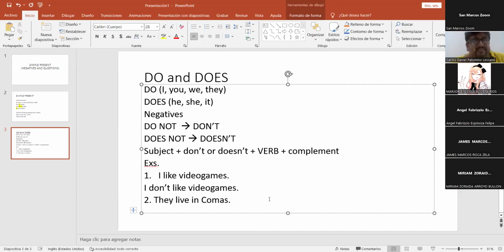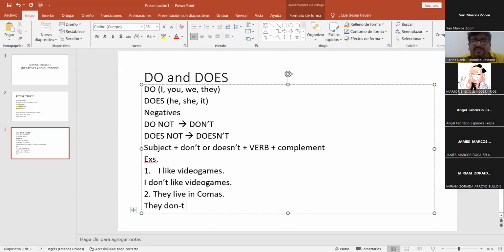So the first step when we have an affirmative sentence is to recognize the subject. Voy a reconocer el sujeto. Then we have to choose if we are going to use do or does. For they, we use do. In this case, for the negative form, don't, right? So we place they don't. They don't live in Colombia.